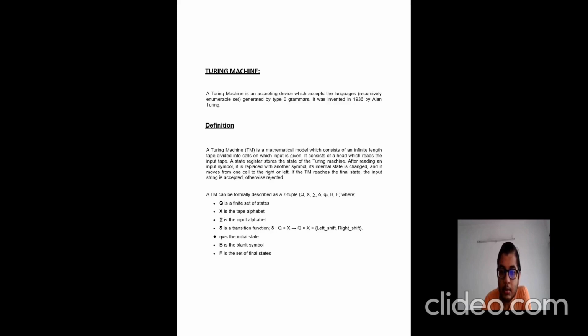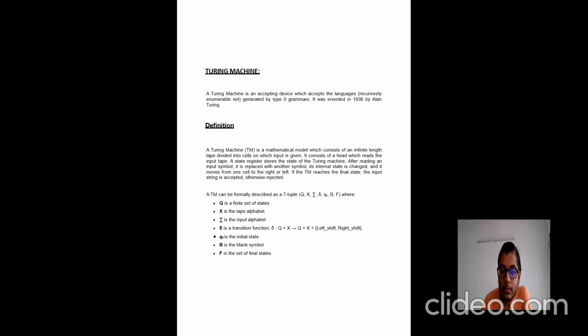Definition: a Turing machine is a mathematical model which consists of an infinite length tape divided into cells on which the input is given. It consists of a head which reads the input tape. A state register stores the state of the Turing machine. After reading an input symbol, it is replaced with another symbol, its internal state is changed, and it moves from one cell to the right or left. If the Turing machine reaches the final state, the input string is accepted, otherwise rejected.